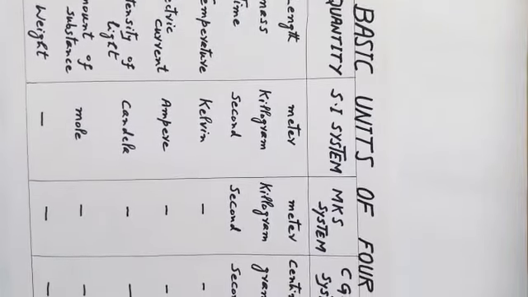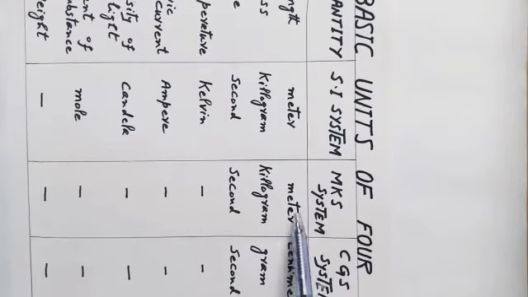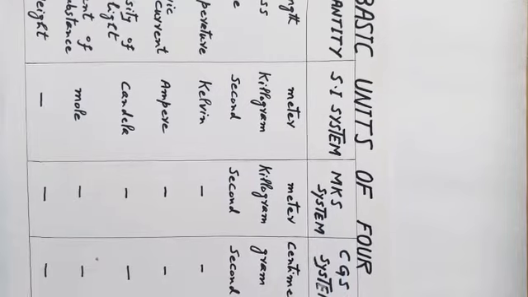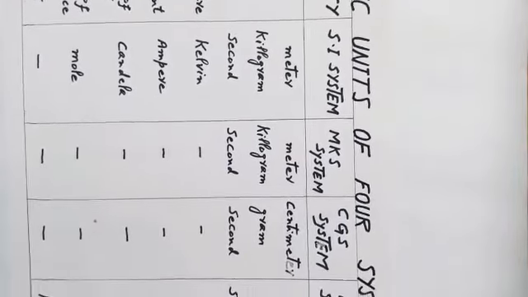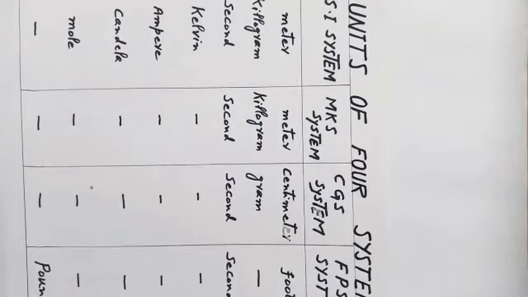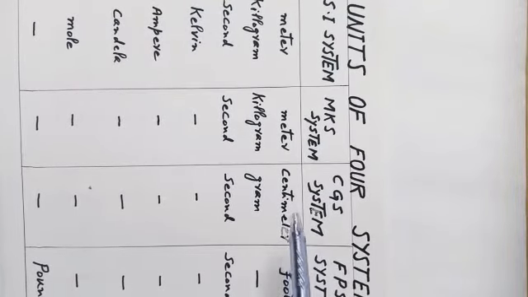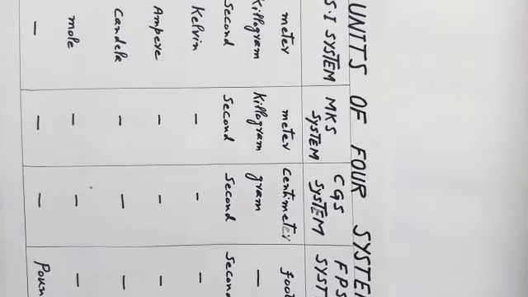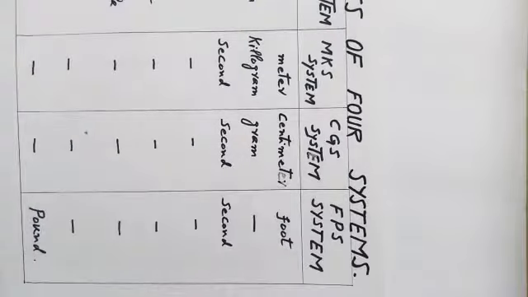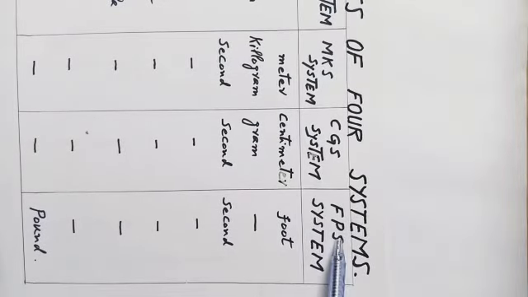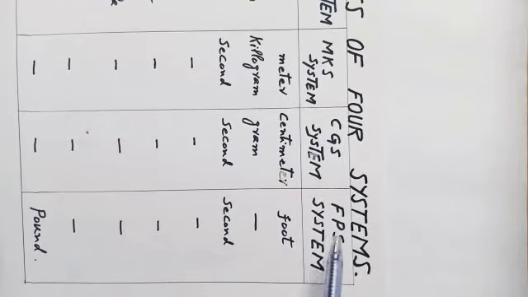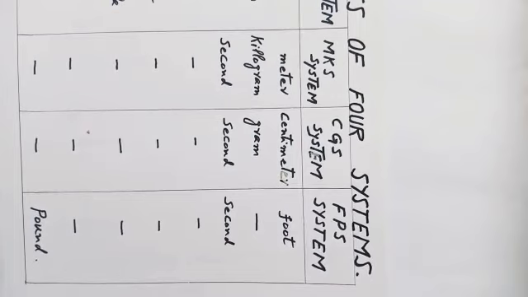Then we have the basic units of MKS system. MKS system has 3 basic units, that is meter, kilogram, second. These are 3 basic units of MKS system. Then we have the basic units of CGS system. CGS system has 3 basic units, that is centimeter, gram, second. These are basic units of CGS system. Then we have basic units of FPS system, that is foot, second, pound. These are 3 basic units of FPS system. So this is a chart of the basic units of all the 4 systems.